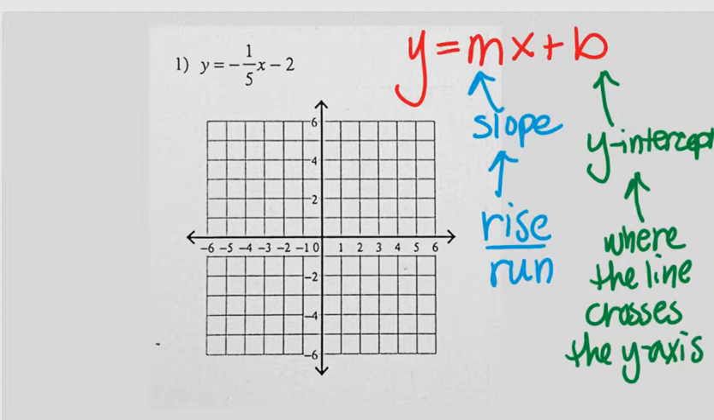Now the y-intercept is where we begin. You can think of b as the beginning. So we begin with the y-intercept. My y-intercept is -2. So I want you to circle the -2 and label it the y-intercept. And then we're going to plot it on our graph.